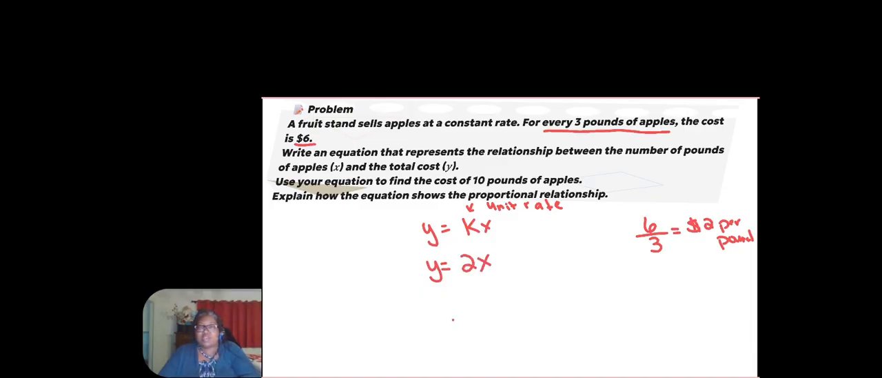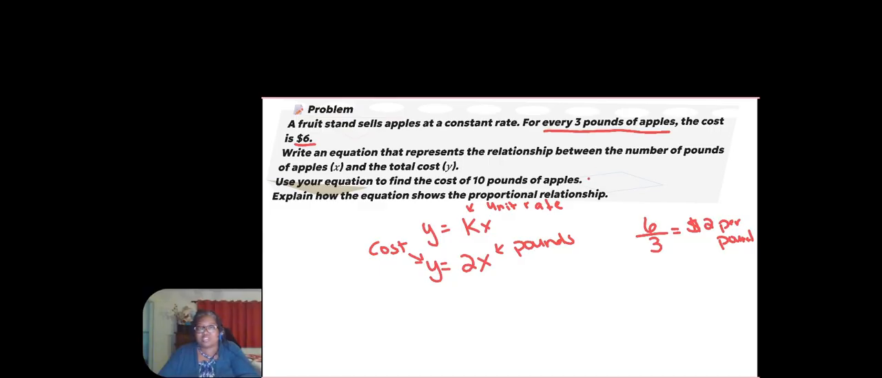So now let's go back to what they told us here. We have write an equation that represents the relationship between the number of pounds. So x is going with pounds, and y is the cost.